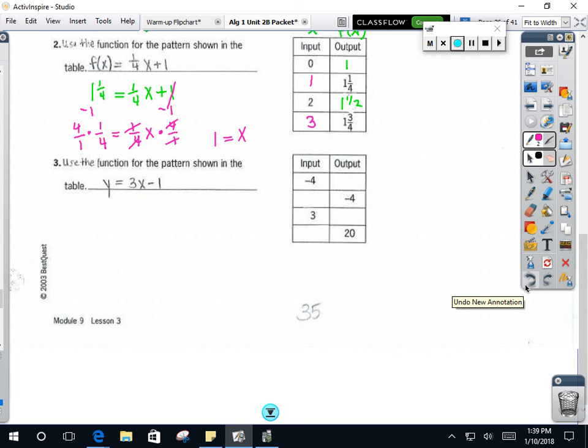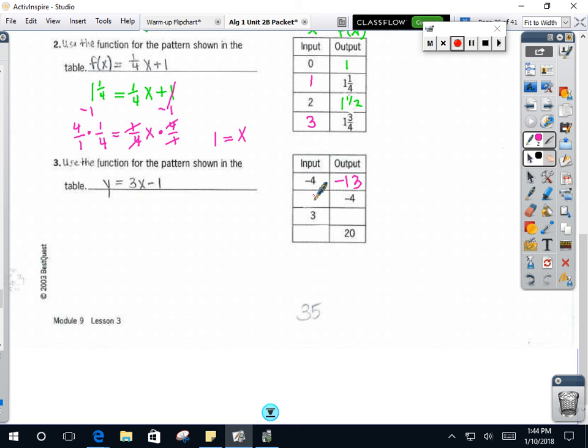Use the function for the pattern shown in the table. Y equals 3x minus 1. Okay, quickly try that one by yourself. What did you get for the output when the input was -4? If you plug in -4 and multiply it by 3, you get -12, and -12 minus 1 is -13.